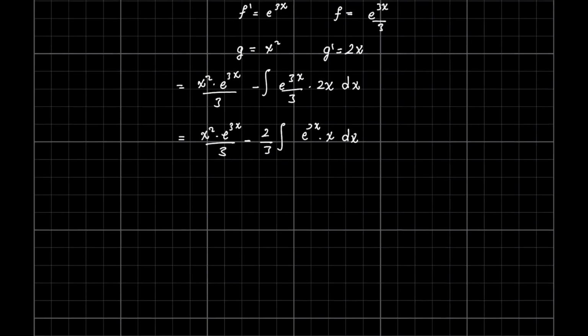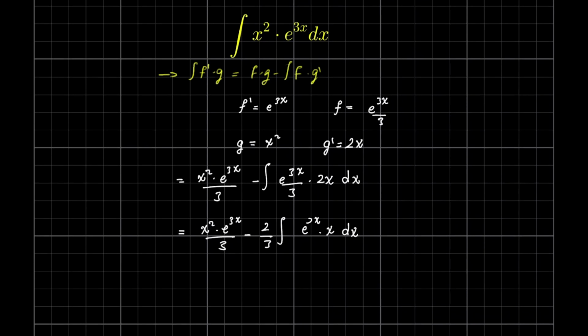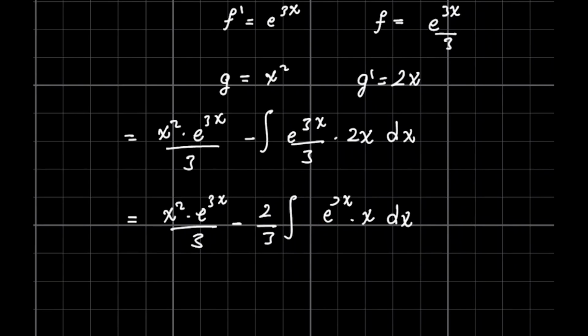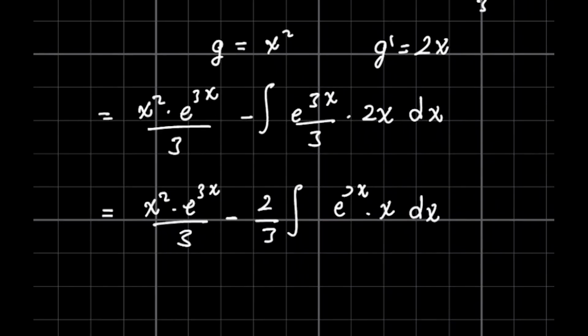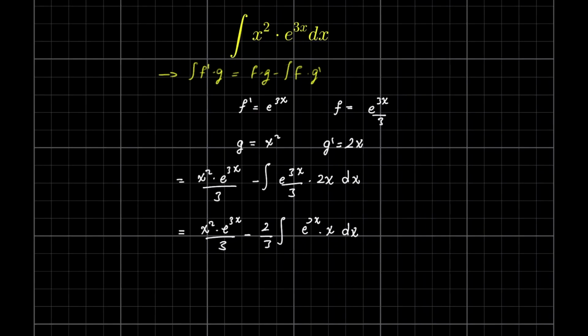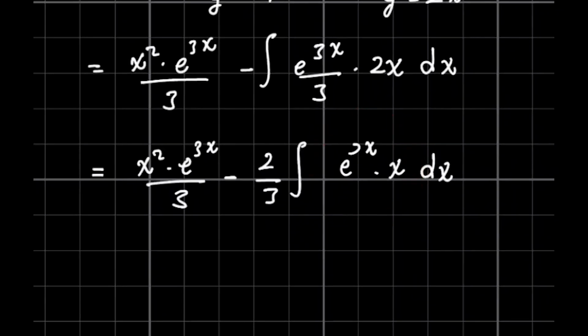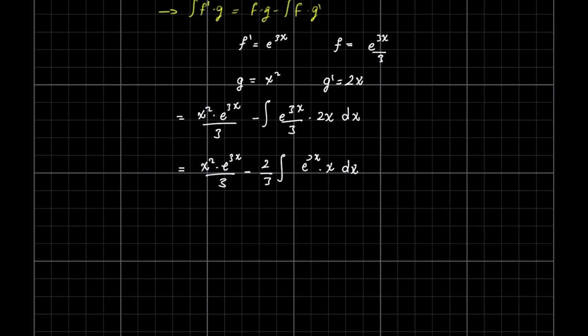And you can already see here the function basically got a little bit simpler. It was x squared times e to the power of 3x, and now it is basically only x times e to the power of 3x that we need to integrate. And the goal of the integration by parts method is always to make the function that is in the integral simpler, possibly only one function and not two functions multiplied with each other, so that it could be solved.